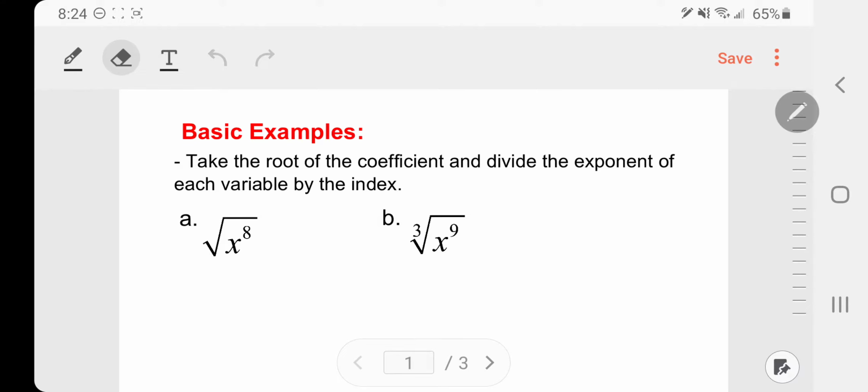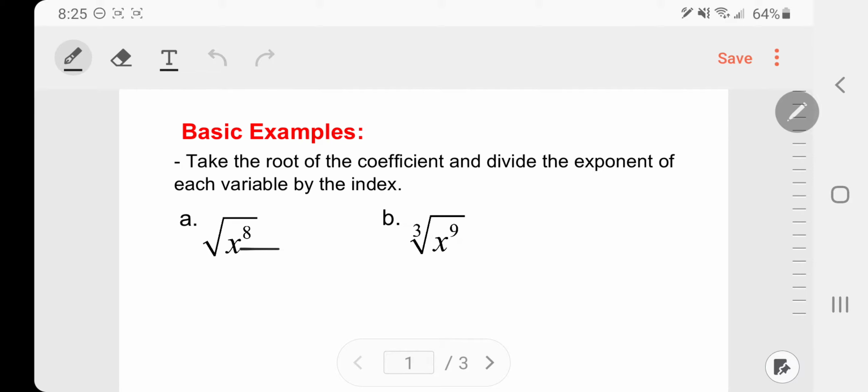All right, everyone. So in today's lesson, we're going to take a look at simplifying radicals that include different variables in their radicand, so on the inside of our radical. Now, in order to do that, you're going to take the root of the coefficient, if there is one. In these two, they're both 1 because there is no coefficient here, and divide the exponent of each variable by the index.